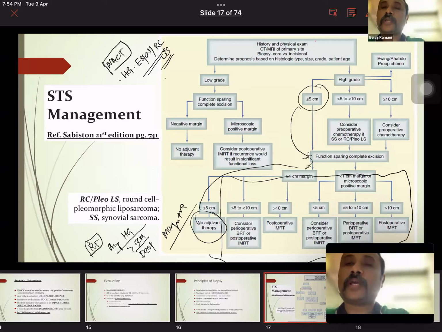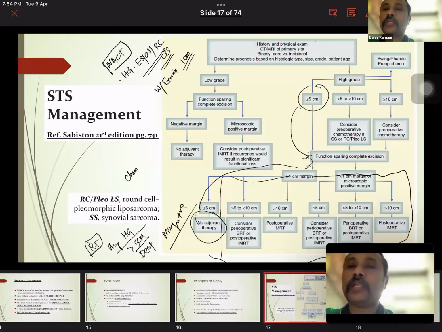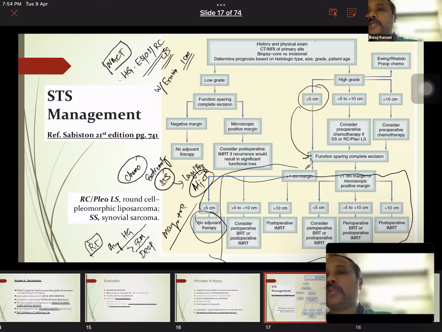All other cases you will plan for excision, wide excision, with at least what is the margin? 1 centimeter margin should be achieved. If the margins are less than 1 centimeter, then definitely you will have to consider post-operative RT. Now there is a role for chemotherapy in the post-operative period as well. Whenever you have extremity soft tissue sarcomas in large or high grade tumors, you can consider going in for adjuvant chemotherapy also.